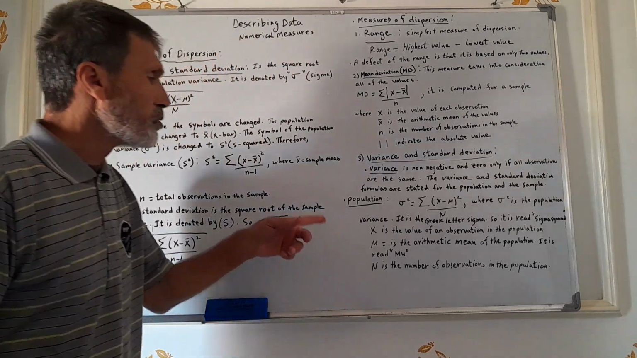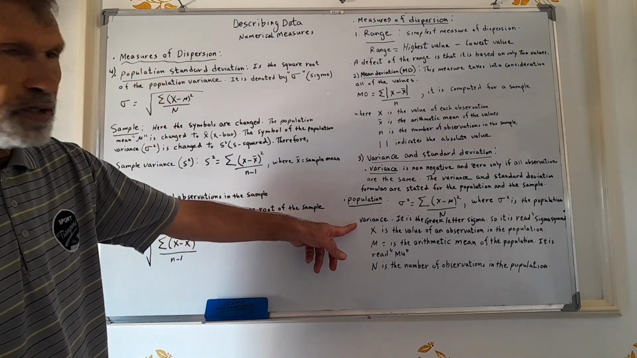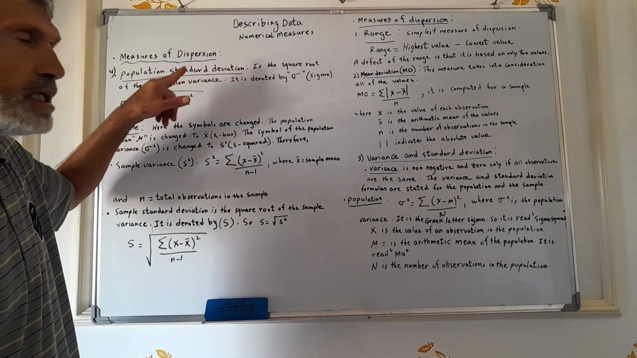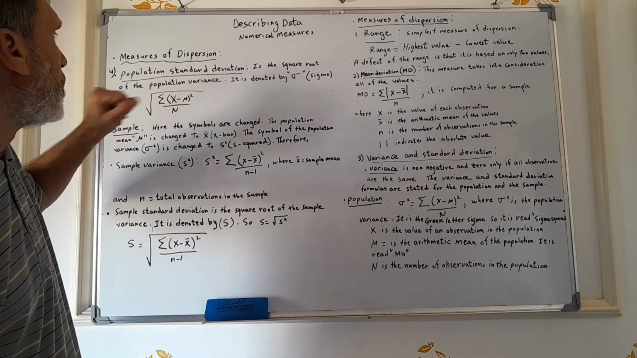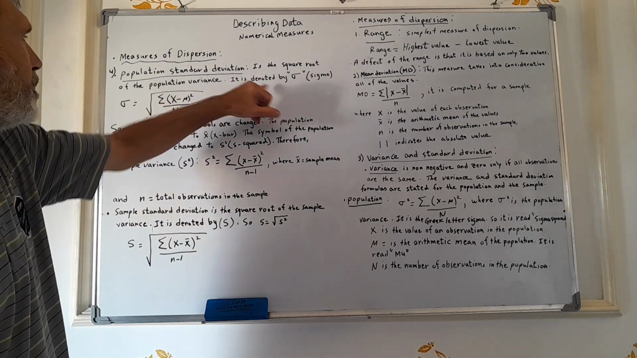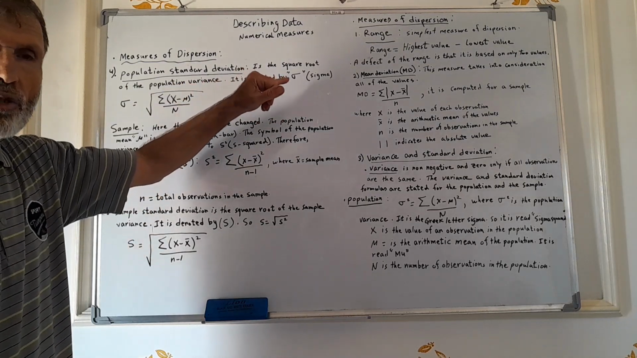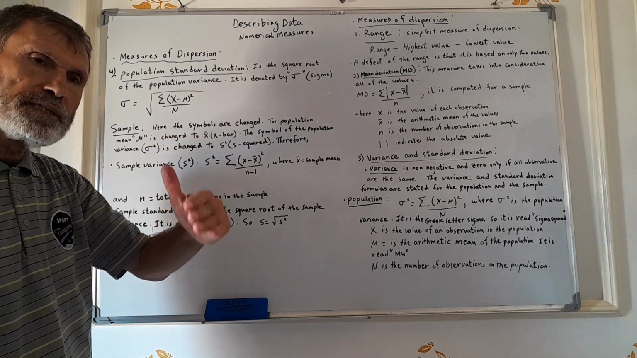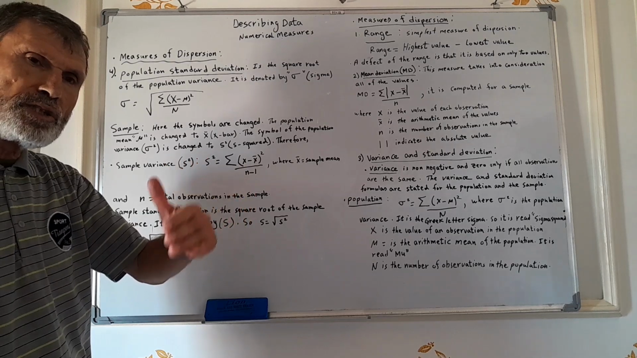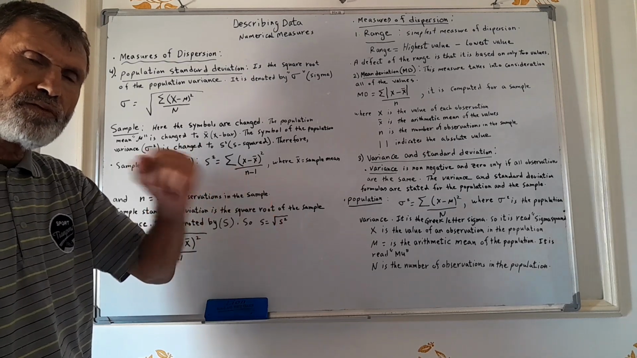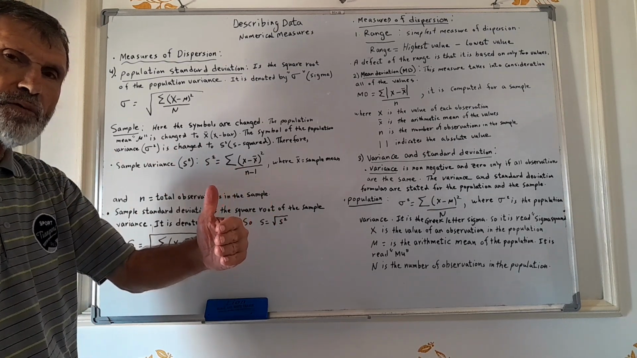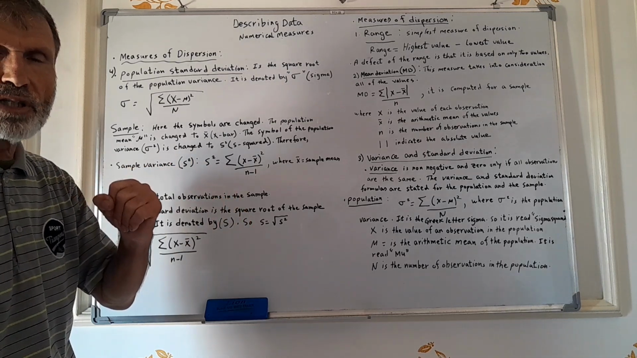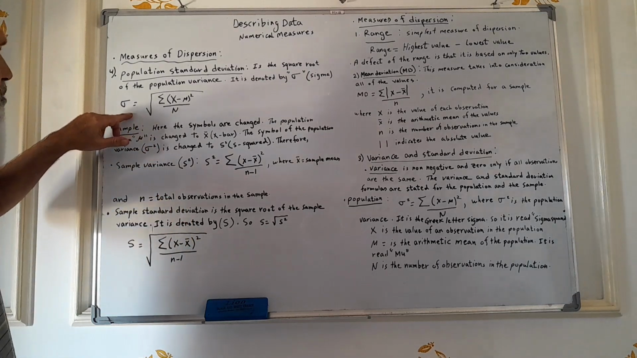Now we move to the population standard deviation, which is the square root of the population variance, and is denoted by sigma instead of sigma squared. Sigma squared is used to refer to the variance, whereas sigma, which is the square root of sigma squared, is used to refer to the standard deviation of the population, and is given by this.